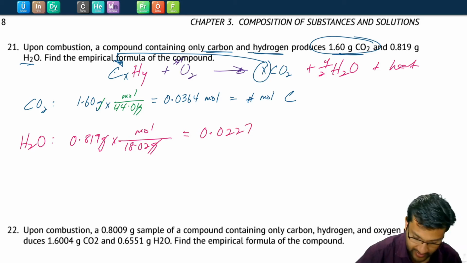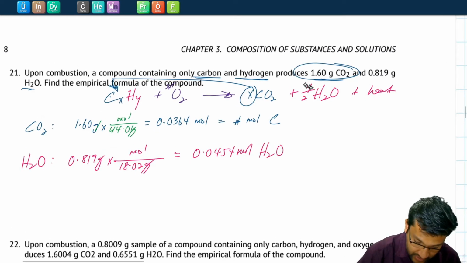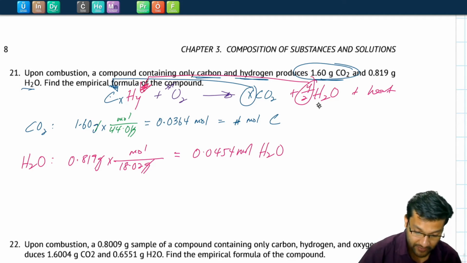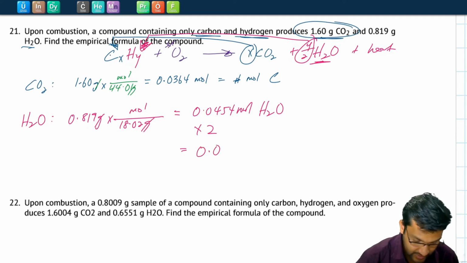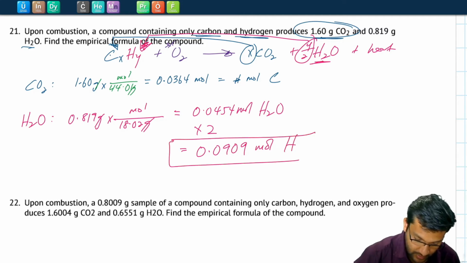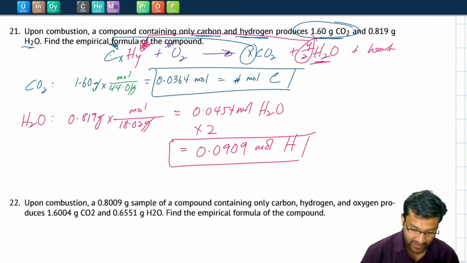Nope, sorry. We end up with 0.0454 moles of H2O. However, we realize that however many moles of H2O we have, we have twice as many moles of hydrogen, because for every H2O there are 2 hydrogens. So if this is the number of moles of H2O, you multiply that by 2 to get, in this case, 0.0909 moles of hydrogen. So there we have our moles of carbon and moles of hydrogen.